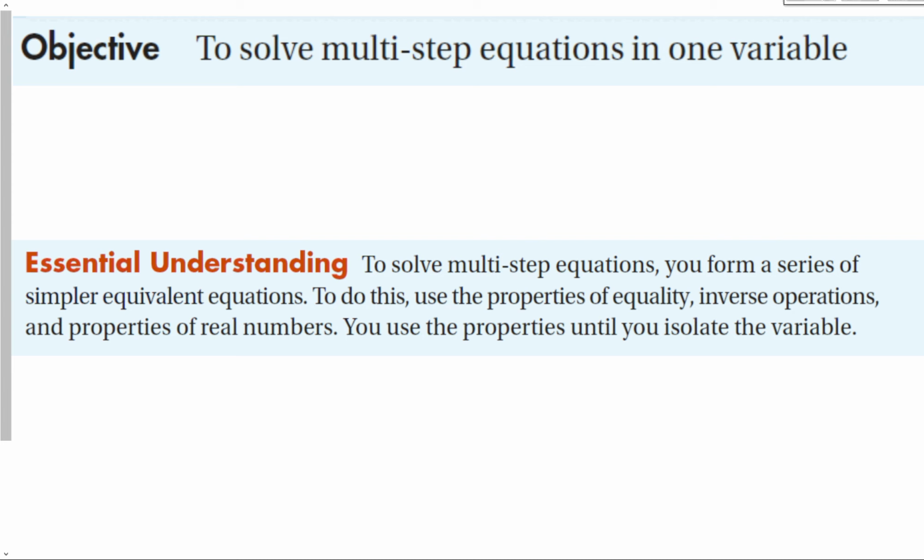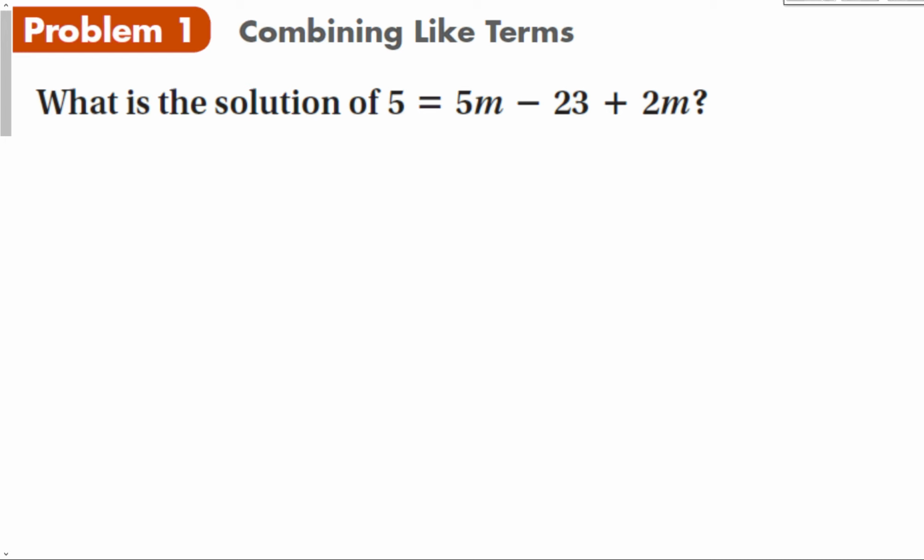Okay, so to solve multi-step equations, you first form a series of simpler equivalent equations. To do this, use the properties of equality, inverse operations, and the properties of real numbers. Use the properties until you isolate the variable. So our objective for solving equations is always the same: I want to get a variable by itself equal to a number. Okay, so let's look at the first problem that focuses on combining like terms.